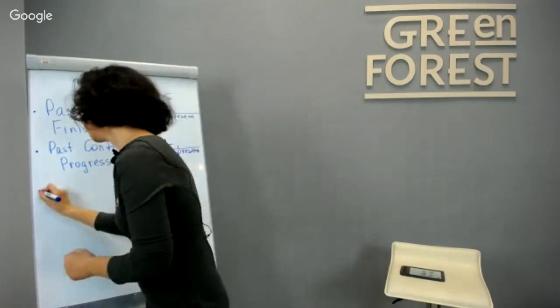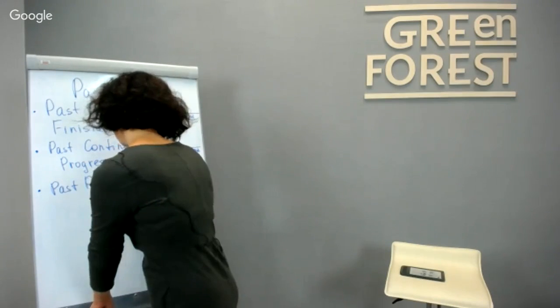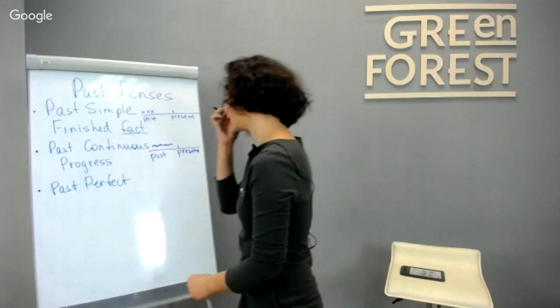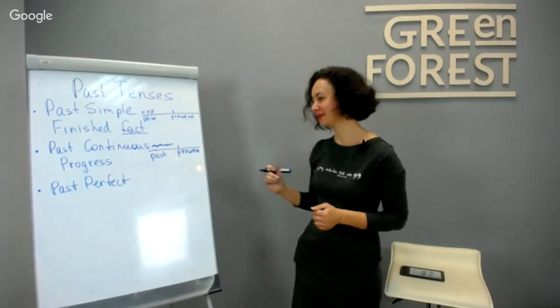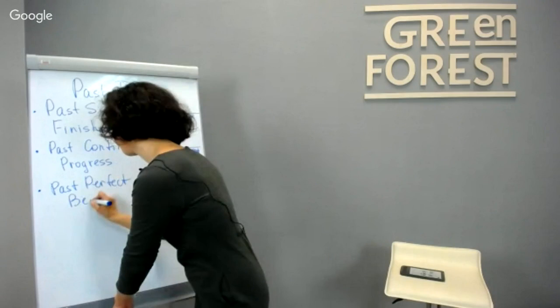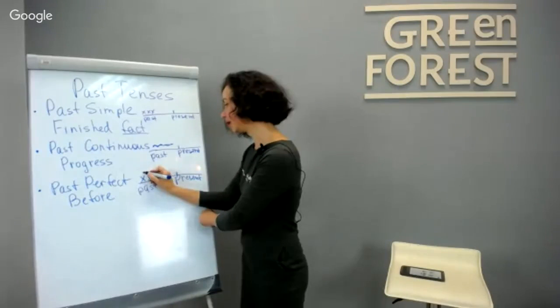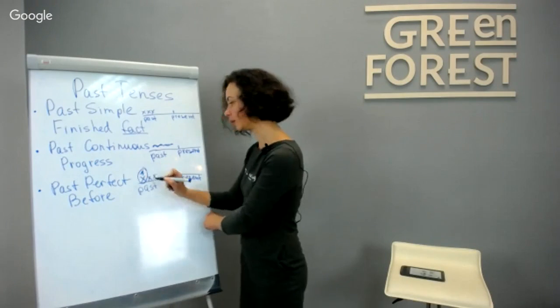The next one is past perfect. I guess this is quite an easy tense. The main idea of past perfect is, for me, the word before. Before something in the past. A couple of actions, it doesn't matter how many. This is always action number 1. This is our past perfect.